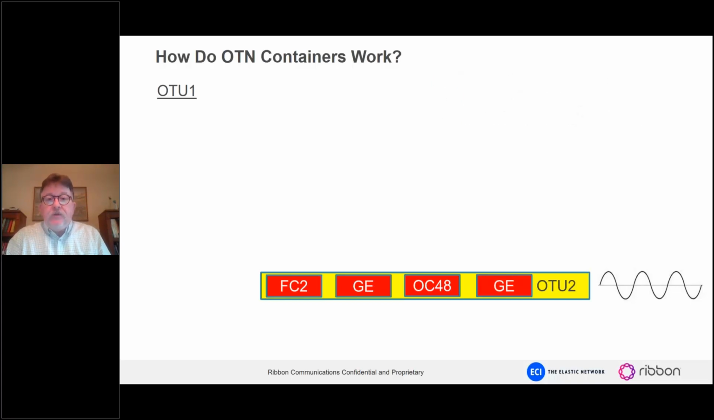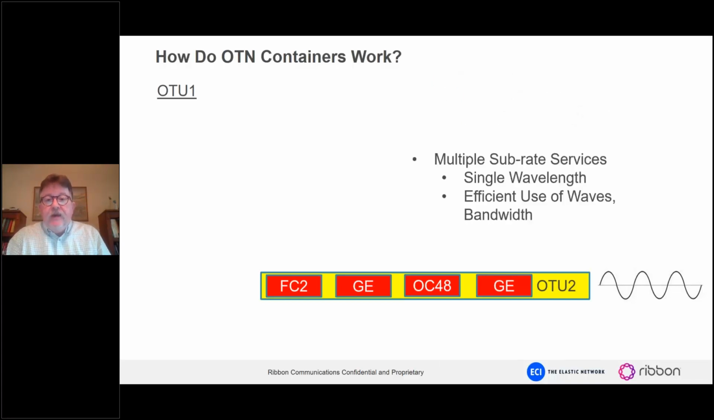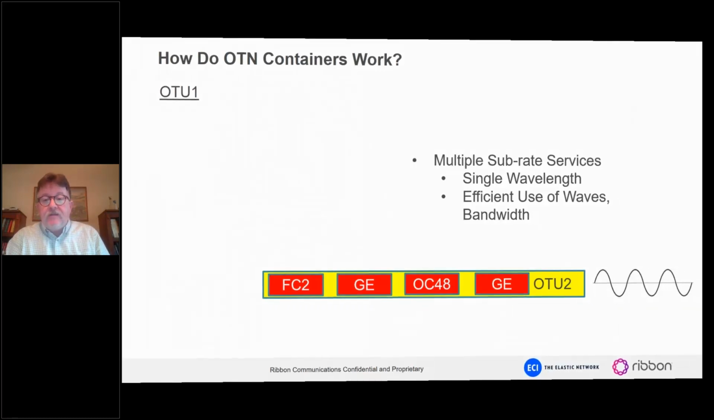You take your multiple sub-rate services and you put them all into a single wavelength, right? It's much more efficient use of your wavelengths. Now I've got a single wavelength instead of 4. That, of course, means I've got one optic to buy. I'm using one port interface on a card instead of 4. Which, you know, obviously will improve your CapEx.